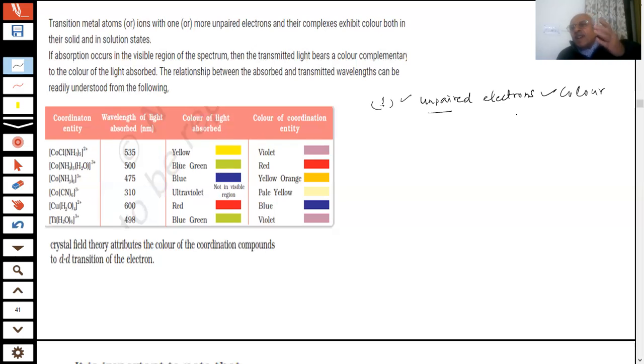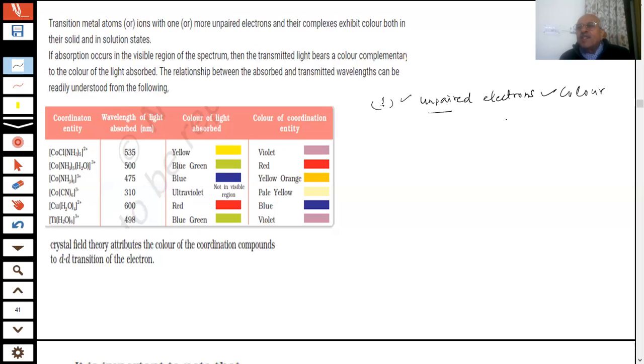Because if there are unpaired electrons, they can be excited from lower to higher energy. If the electrons are paired, then more energy is required, and it is not possible in the visible region. What we are looking at is the visible part of the region. They may be absorbing light in other regions, ultraviolet or IR, but can you see those regions? No. Then you have to use spectroscopic methods to study that.